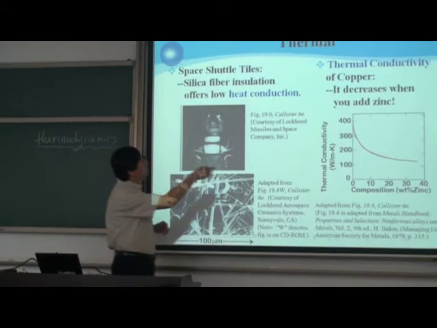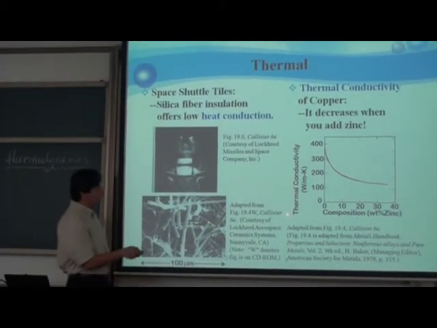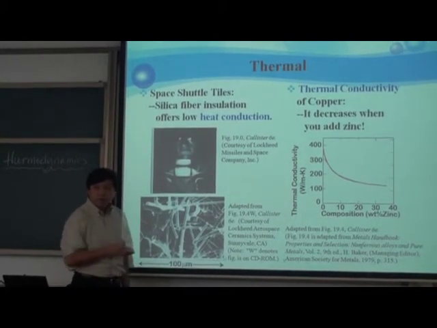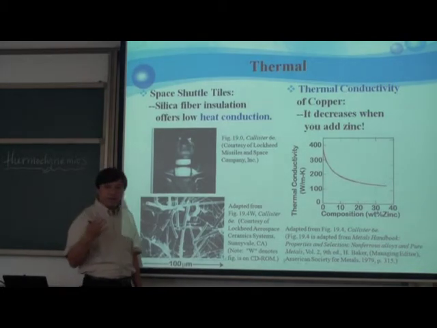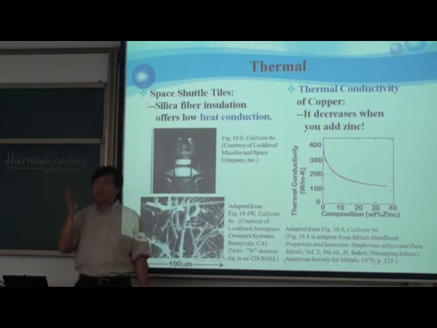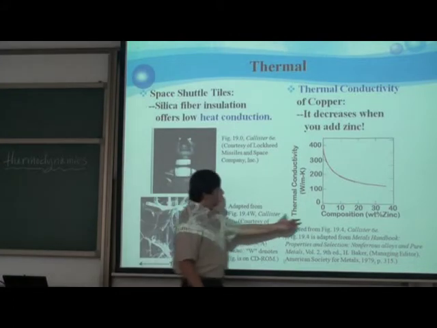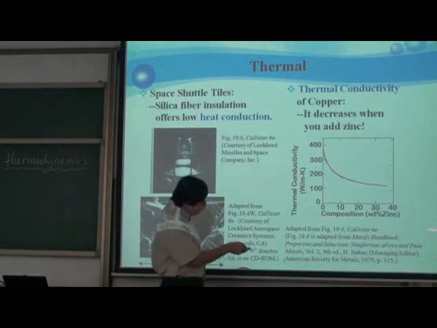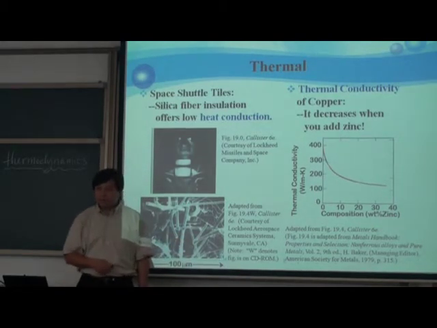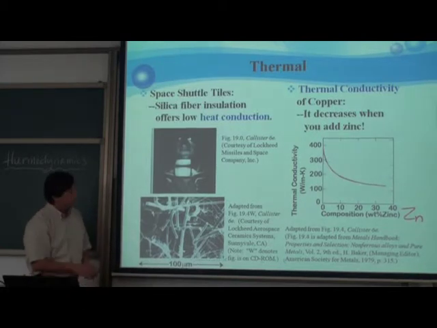Now, if you look at the thermal conductivity of copper on the right, okay? Now look at this figure. This is the thermal conductivity of copper. Now this is a composition. Now what is composition? Composition is what? How much copper is there? How much nickel is there? How much other elements are added, right? So composition. Now this horizontal axis is the composition of zinc. Now what is zinc? Right. This is zinc.